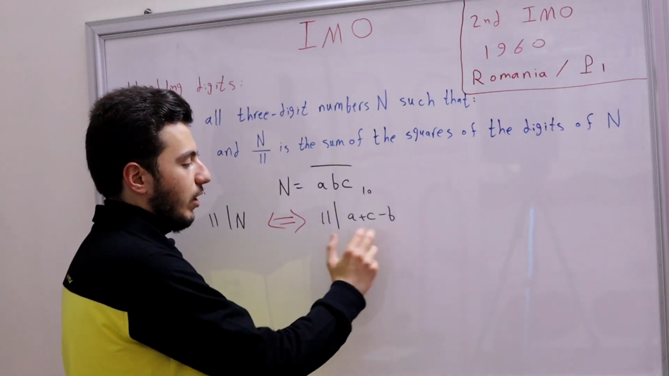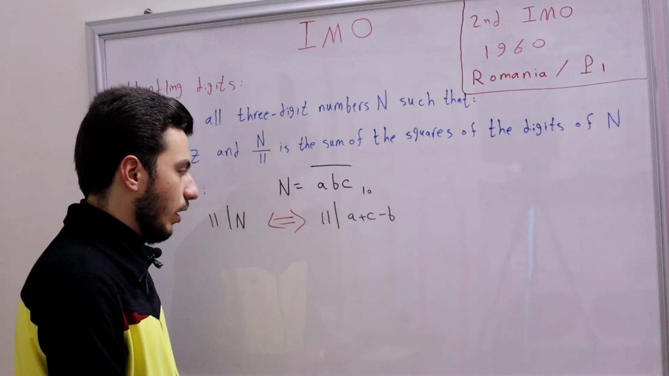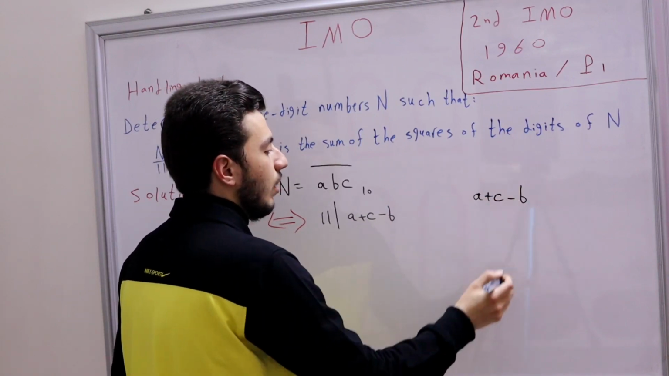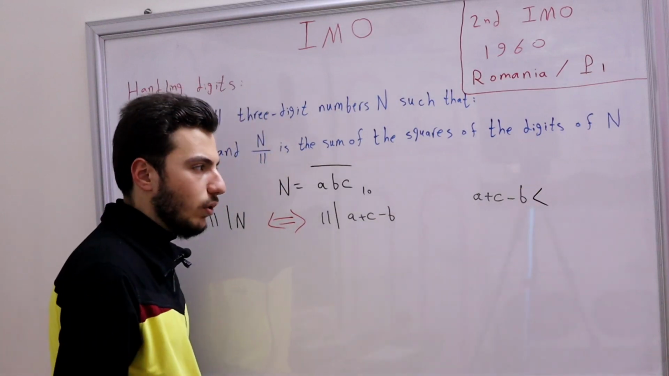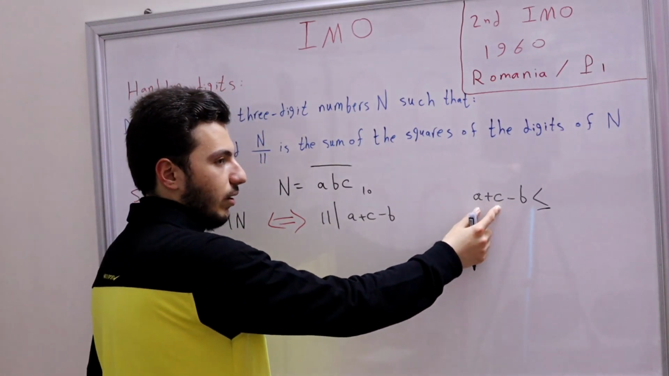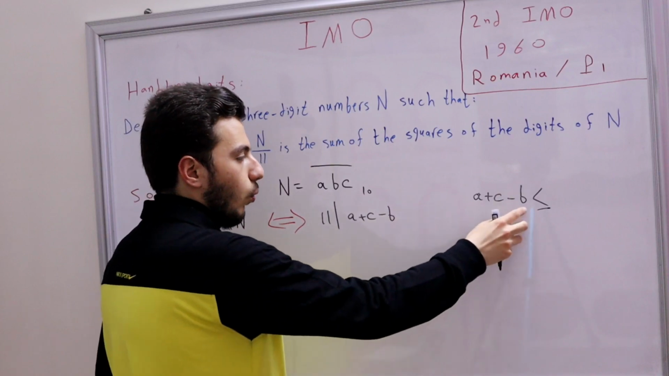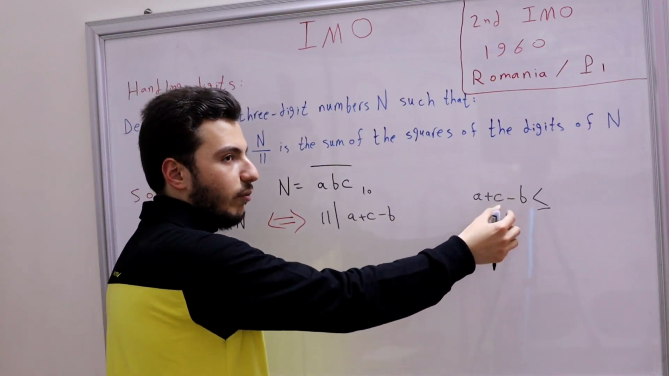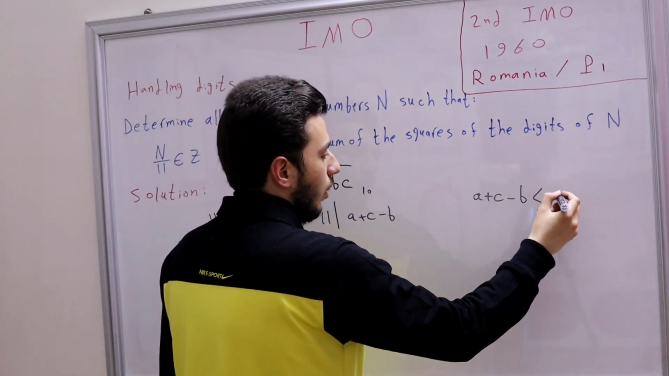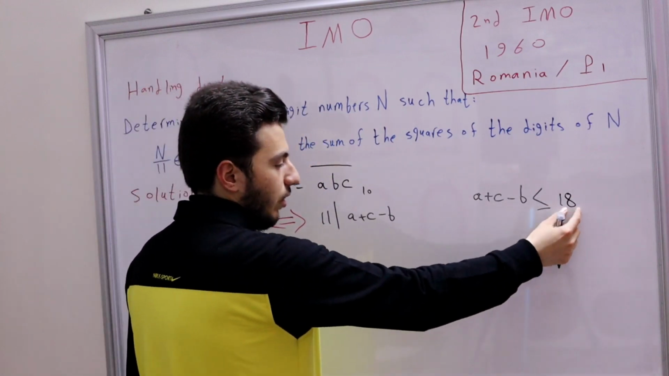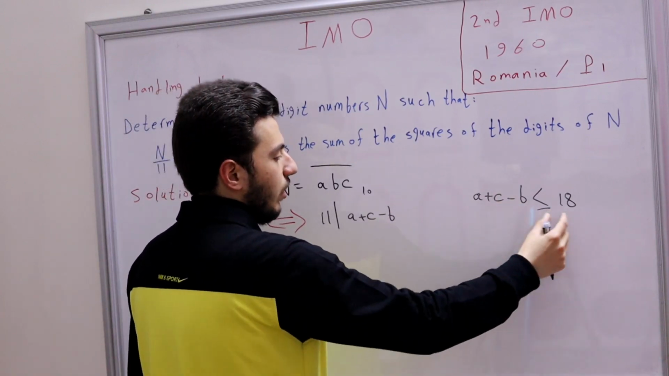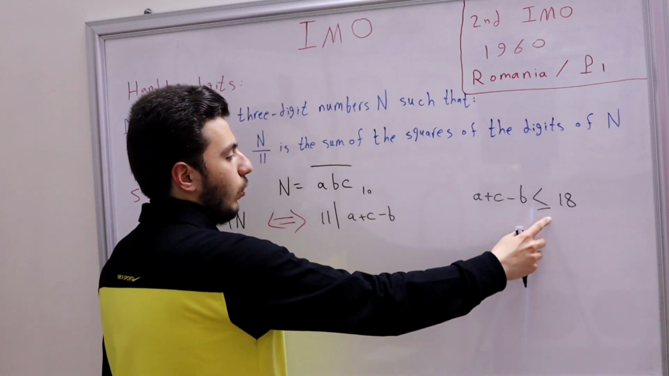So a plus c minus b, what is the range of this number? Let's take a look. First, let's give this an upper bound. We know that a is smaller than or equal to 9, and c is also smaller than or equal to 9, while for b, since negative b is greater, we want simply to make b 0, right? So this is smaller than or equal to 18. And of course, equality is satisfied when A is 9, C is 9, and B is 0. Great, so this expression is simply less than or equal to 18.